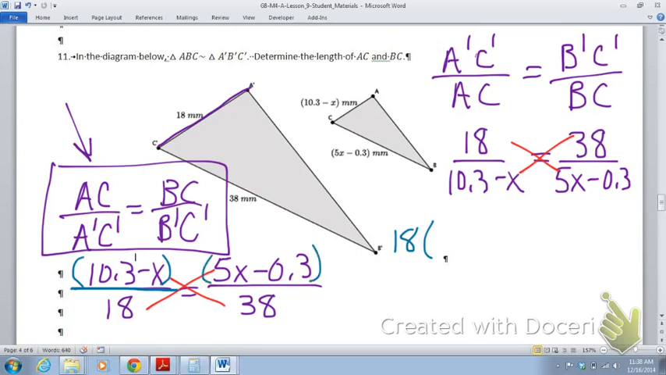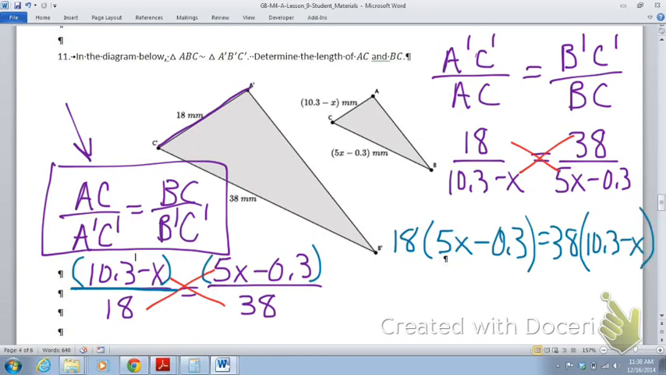But when we write it as a multiplication sentence or expression, we need to use the parentheses to show that 18 is multiplying everything here. So this is 18 times 5x minus 0.3, and that's equal to 38 times 10.3 minus x. All right, so that's the equation we want to solve. And so I'm going to clear the screen here, so make sure you've got all that down. And we'll get some room to solve this equation.